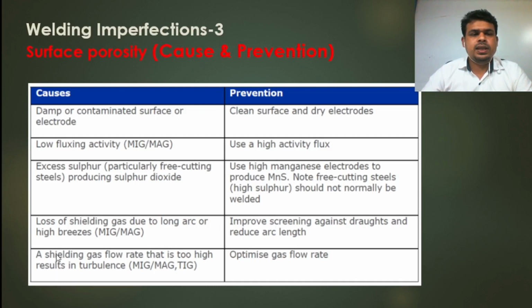Then another cause is loss of shielding gas due to a long arc or high breeze. Improve the screening against draught and reduce arc length. Another one is a shielding gas flow rate that is too high, resulting in turbulence, so optimize the gas flow rate. So these are actually the main reasons this type of imperfection is caused, and these are the prevention actions.